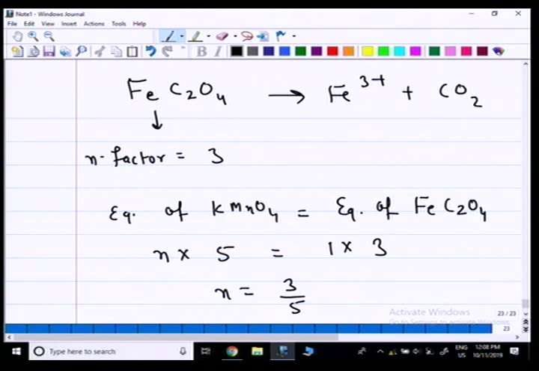Guys, these are important compounds: KMnO4, K2Cr2O7, oxalate, ferrous oxalate, H2O2. You have to remember the n factor of these compounds. You can make a list of these compounds. Copy please quickly.